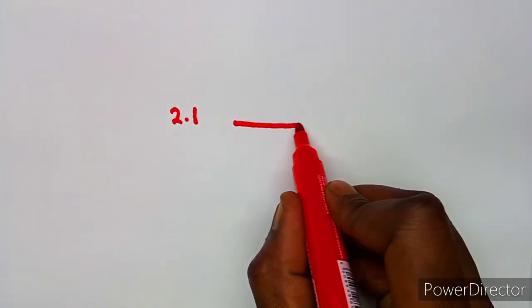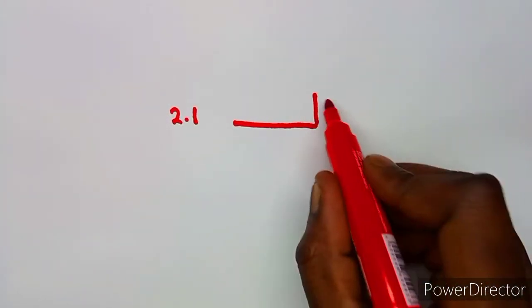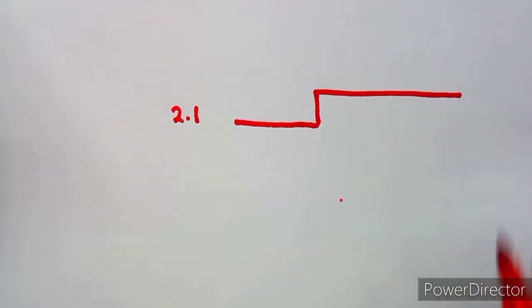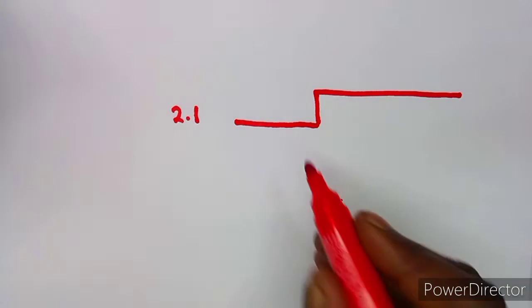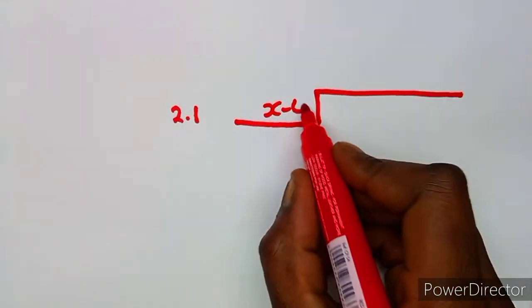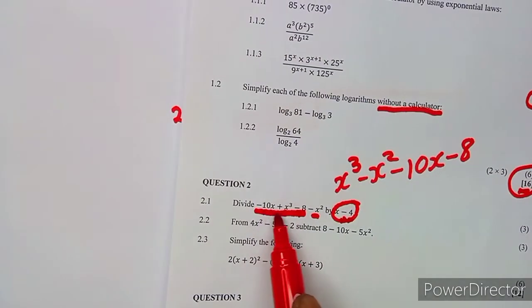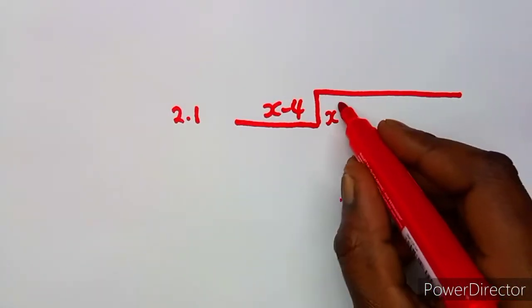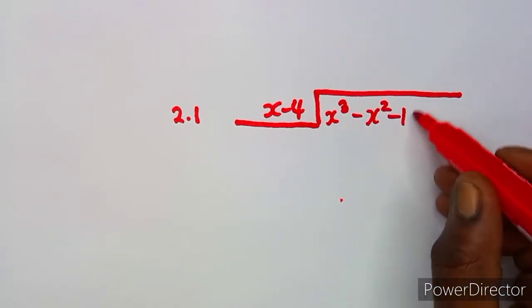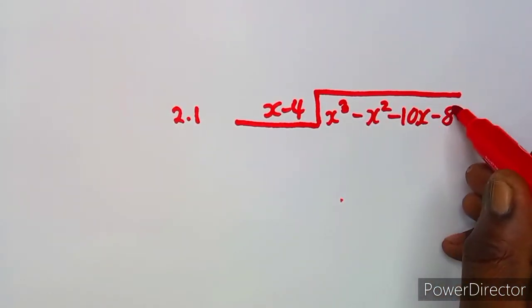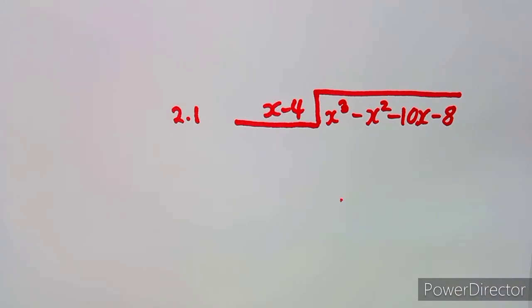What you're dividing, remember what I told you guys, we're going to write it like this. This is how you're going to write it. This is what you're using to divide, x minus 4. So you're going to write your x minus 4 here. Then this part, which you have simplified, which you obtained, x cubed minus x squared minus 10x minus 8, like this. This is what we obtained.